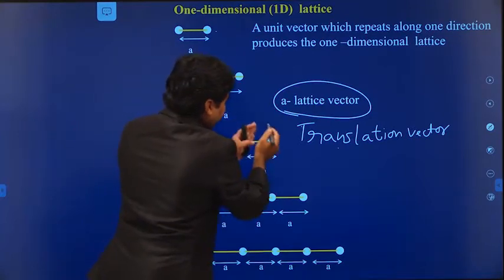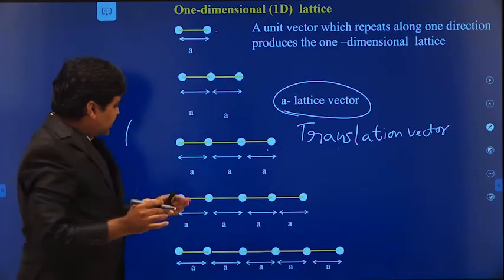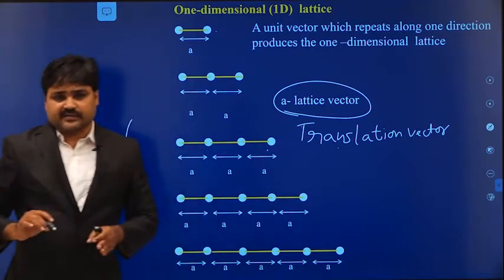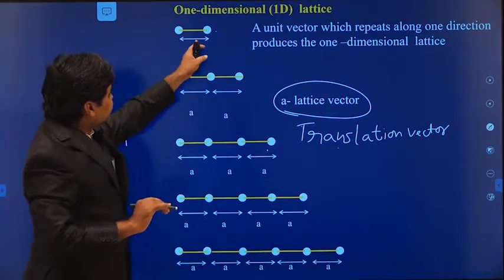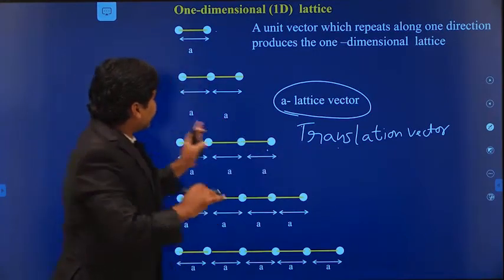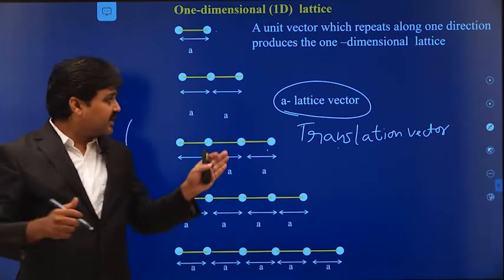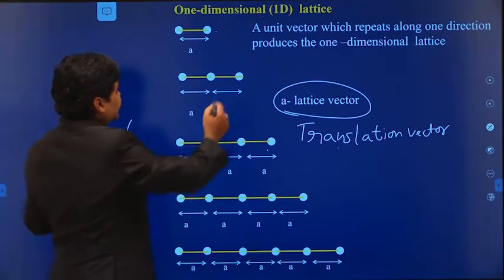If you translate this again, you can get the next lattice point. If you translate it again, you get the whole one-dimensional lattice. So this is the basic unit translation vector. When you repeat it in one dimension, you get the lattice. This is the one-dimensional lattice, and this is called the unit vector.